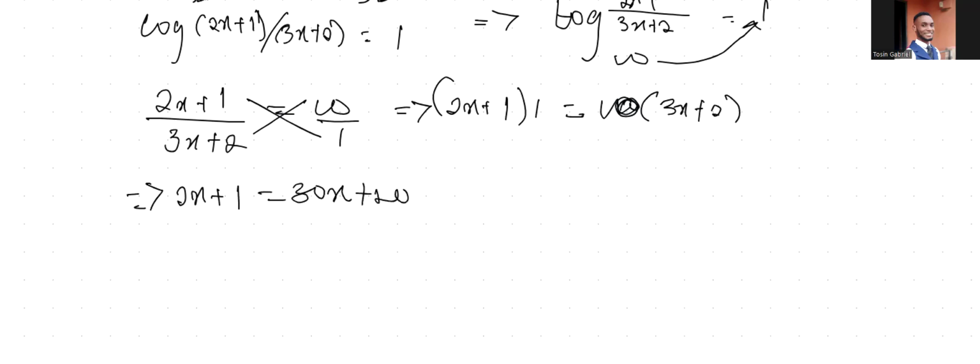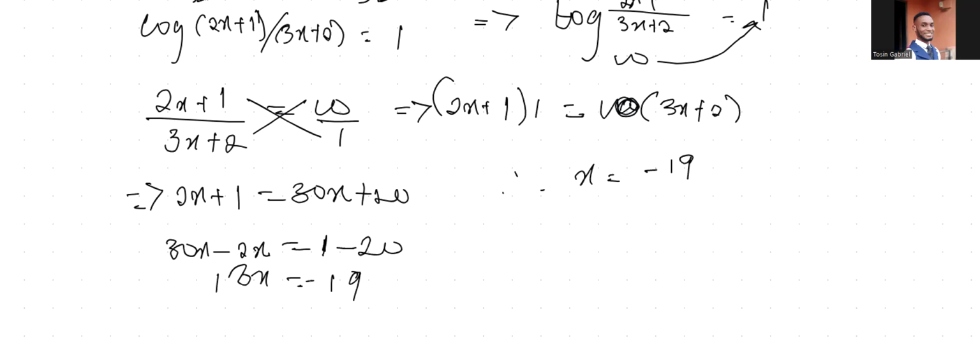Then you collect the like terms. So you're going to have 30x minus 2x, which is equal to 1 minus 20. So this is going to be 18x, which is equal to minus 19. Therefore, x is equal to minus 19 divided by 18. Okay, so that's the answer. Let's move forward.